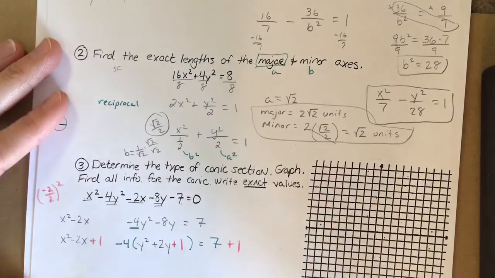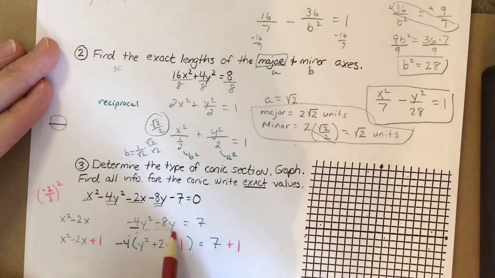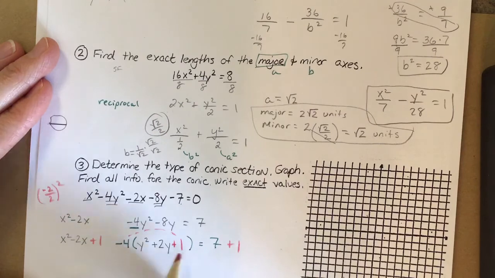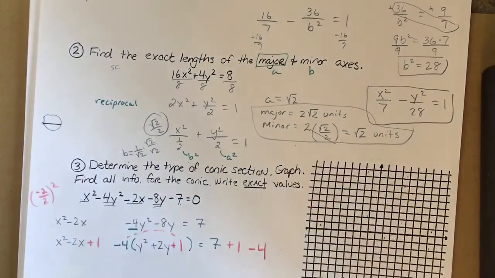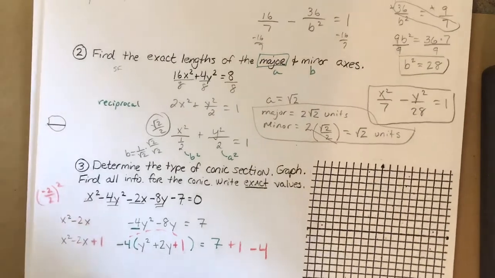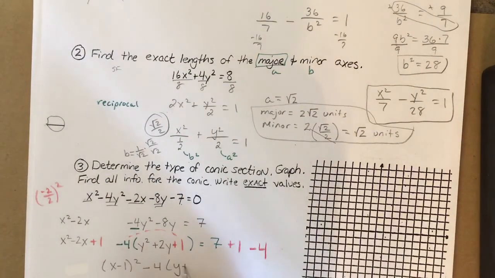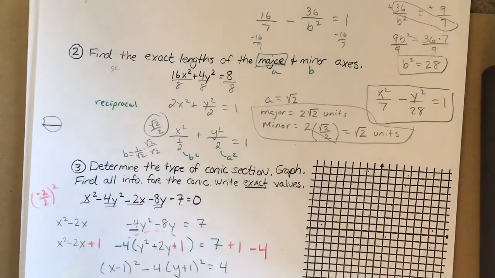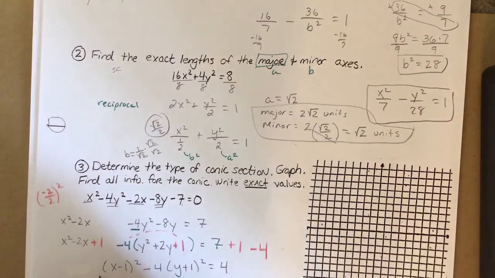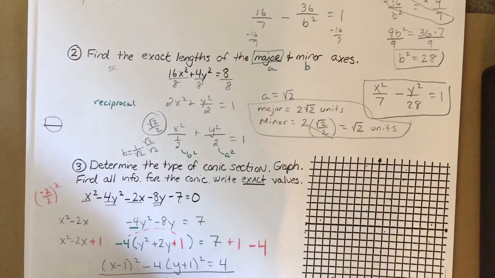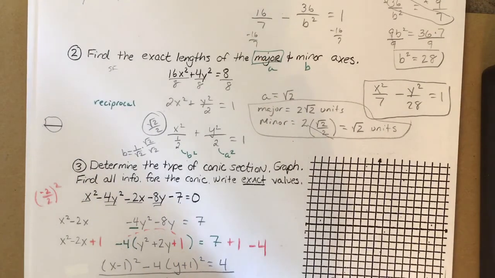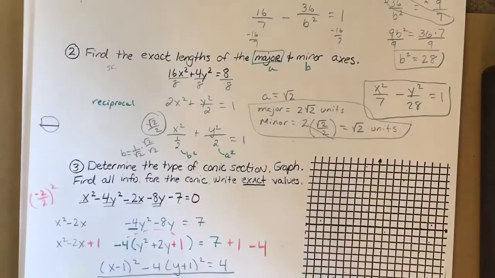But I didn't really add 1. What did I do? I subtracted negative 4 times 1, 4. Tricky. So I've got x minus 1 quantity squared minus 4 times y plus 1 quantity squared equals 8 minus 4. Getting close. Now I'm going to divide everything by 4. X minus 1 squared over 4 minus y plus 1 squared over 1 equals 1.